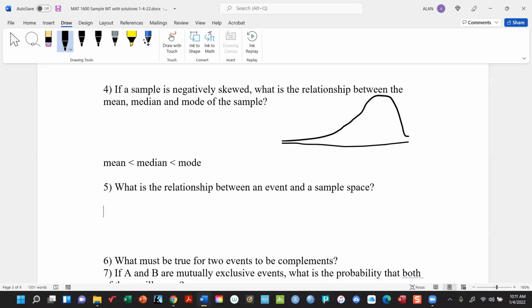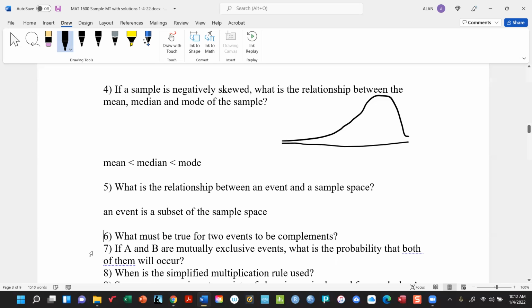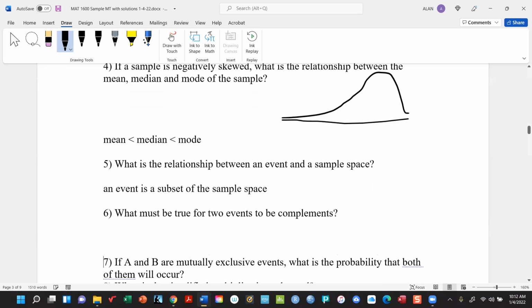All right, well, here's an easy one. An event is a subset of the sample space. That's all it is. Literally, it's just a subset. Any subset qualifies as an event.